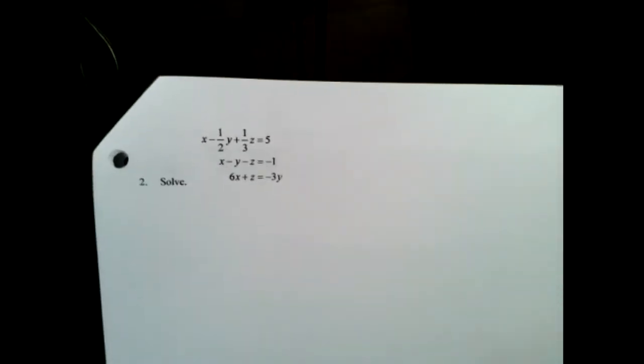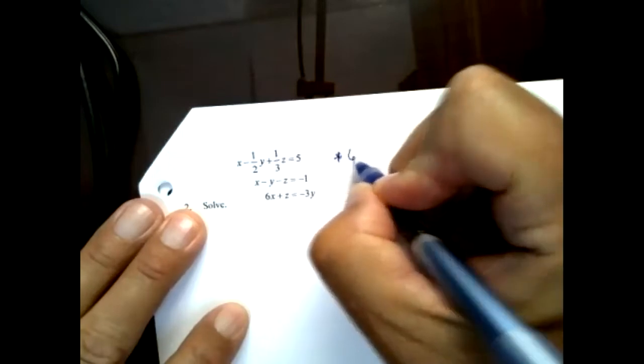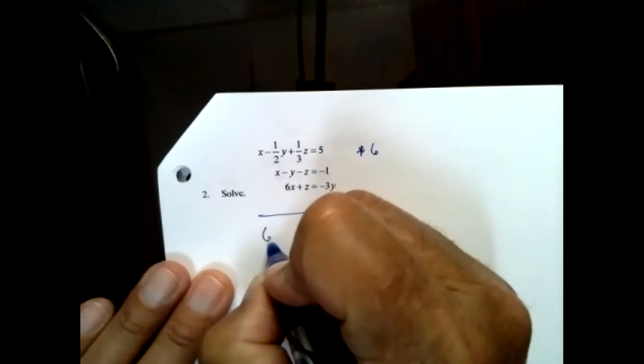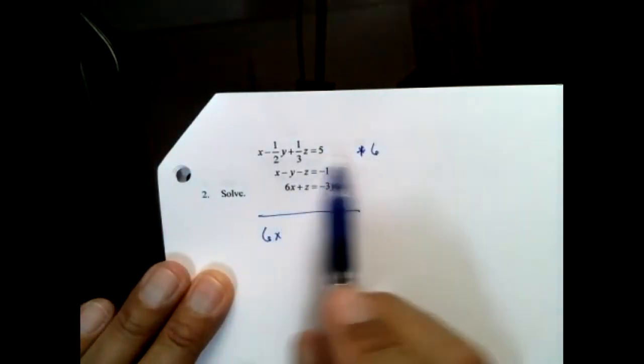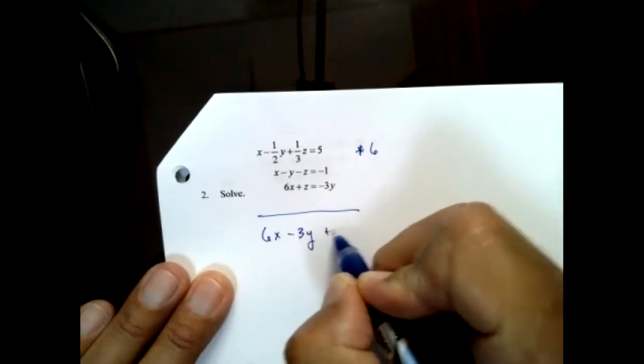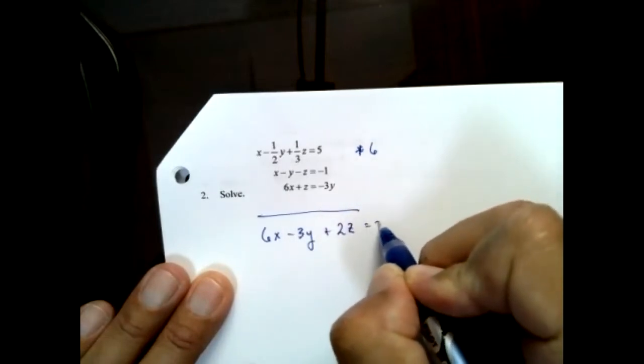These come in all sizes and shapes. Well, looking at this one, this looks a little bit like the last one, but it's not very clean. Let's see, I want to clear those denominators. I'm going to take this guy and multiply everything by 6. My new equation is 6x minus 3y plus 2z equals 30.